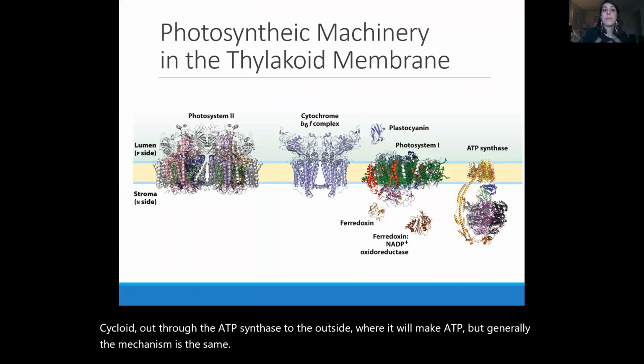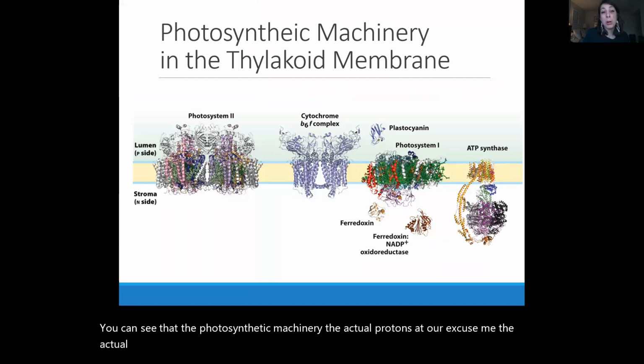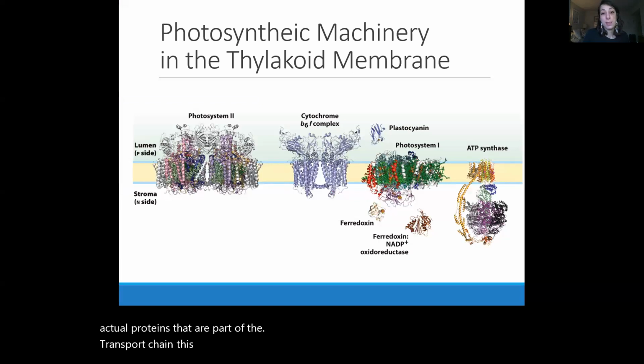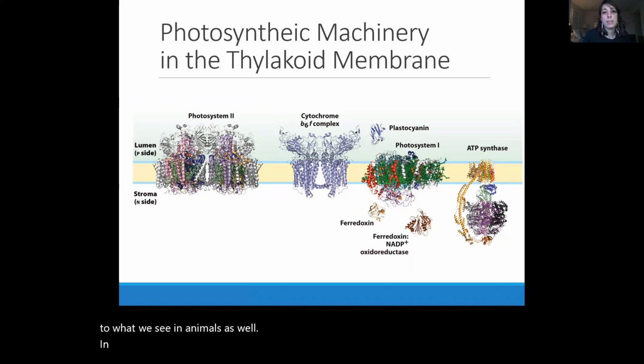You can see that the photosynthetic machinery, or excuse me, the actual proteins that are part of the transport chain, this electron transport complex within the thylakoid membrane, are very similar to what we see in animals as well. In this case, we have a system of 3 main proteins, and then, of course, our final ATP synthase, which is essentially the same.